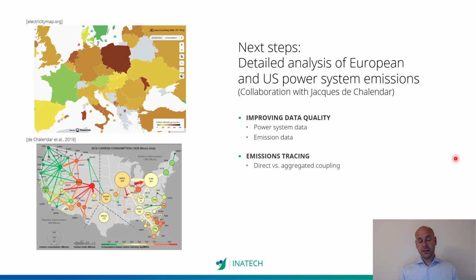Our next steps are now that we expand this analysis further to the European system, and that we're also looking forward to collaborating with Jacques de Chalendar to take the same analysis to the US system as well. So first trying to improve data quality, so the power system data, but also the emission data. And then also to take a closer look at this difference between the direct coupling and the aggregated coupling in the tracing methodology. So we learned from Jacques de Chalendar that this might play an even bigger role for the US system, because there you have a lot of these transient flows or transshipments, where this choice of methodology makes a big difference.